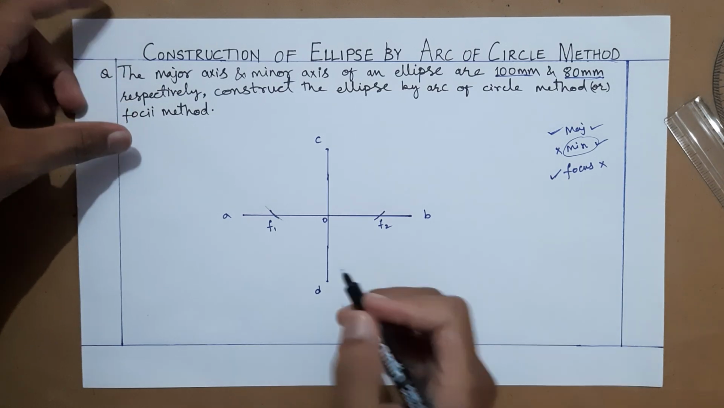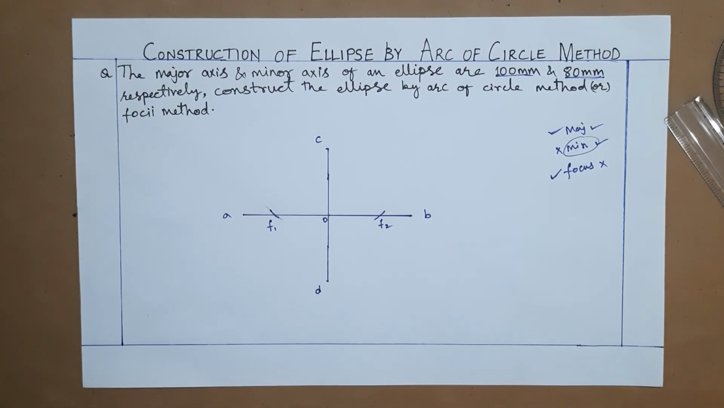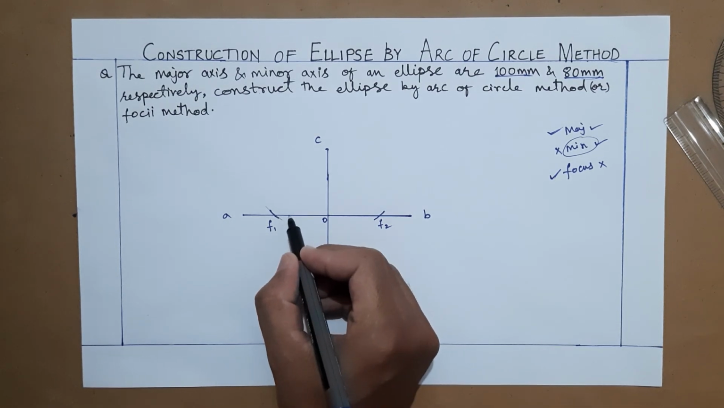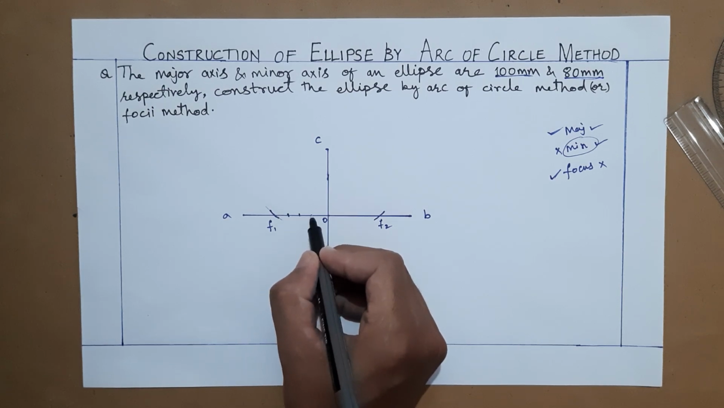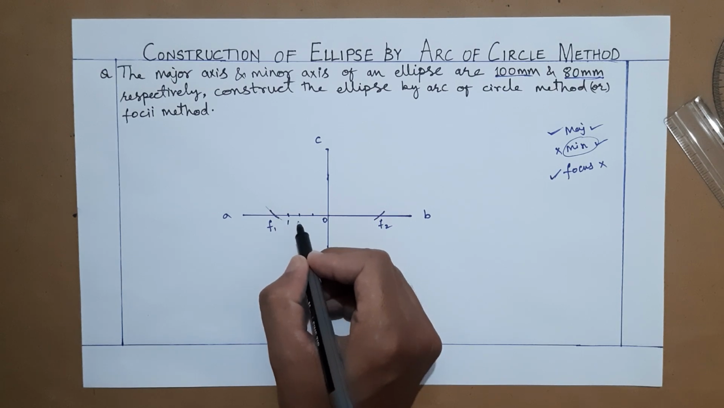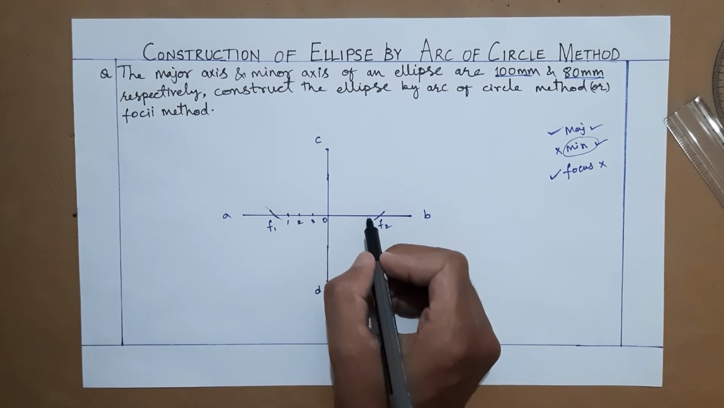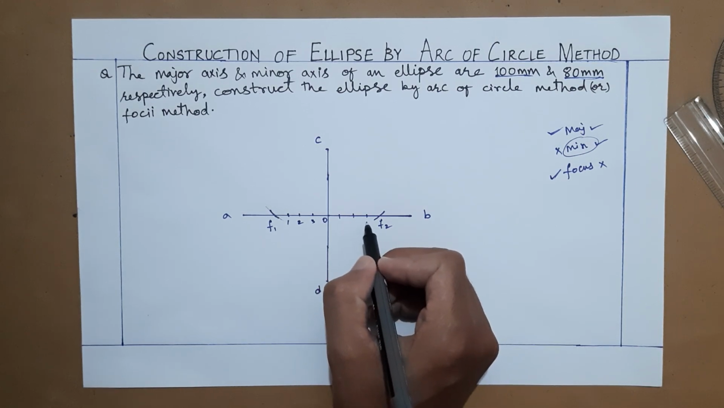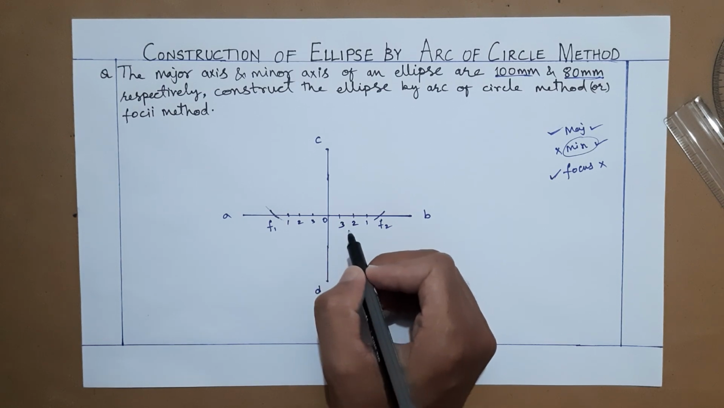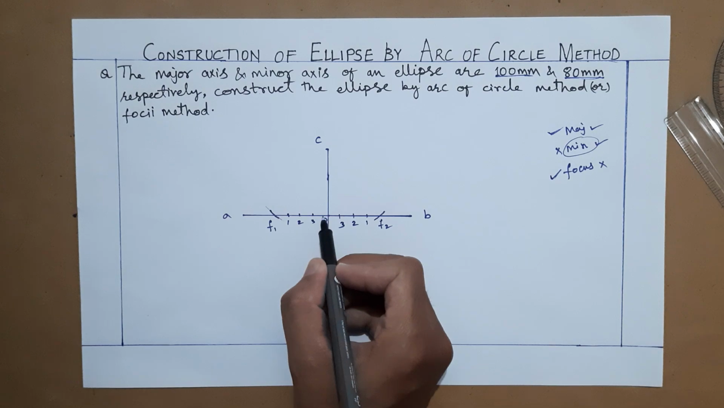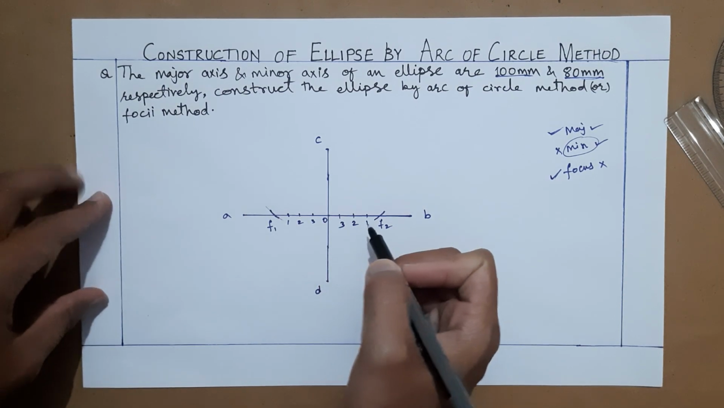After locating F1 and F2, you have to take random points, say two or three random points. This is point number 1, point number 2, point number 3. I'll mark them as 1, 2, 3. Here also point number 1, 2, 3. These are randomly taken points 1, 2, 3 like this. The distance between these points need not be equispaced. That is why they are called random points.